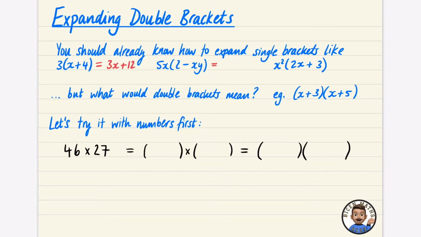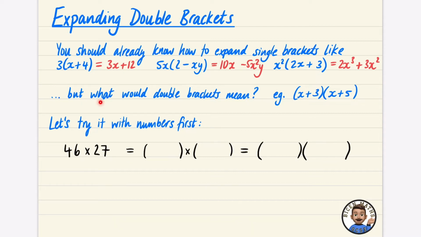The second one, 5x times 2 is 10x, and 5x times xy is minus 5x squared y. And then for our last one, x squared times 2x is 2x cubed, and x squared times 3 is 3x squared. If you can't do those, you need to do some practice on that stuff as well.